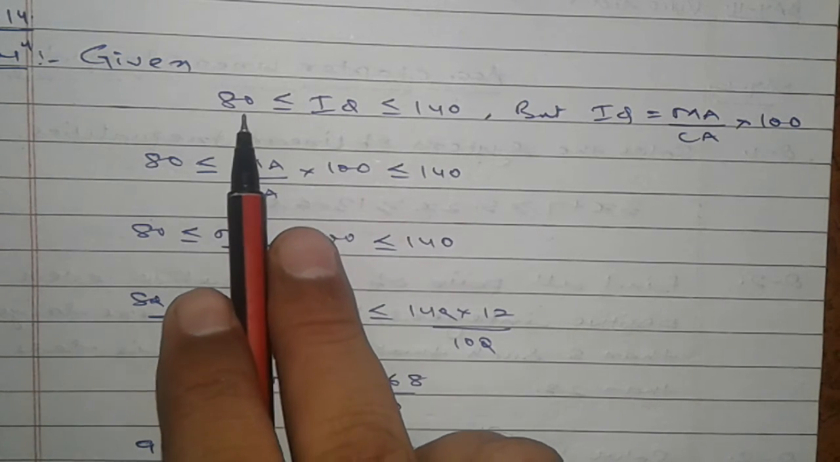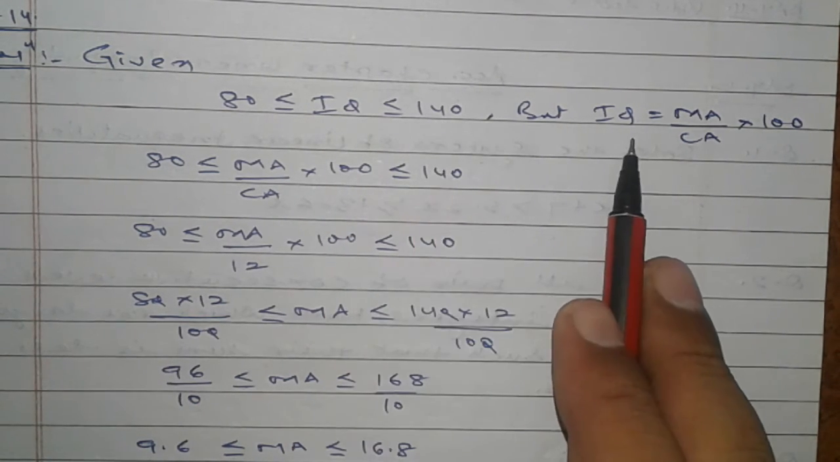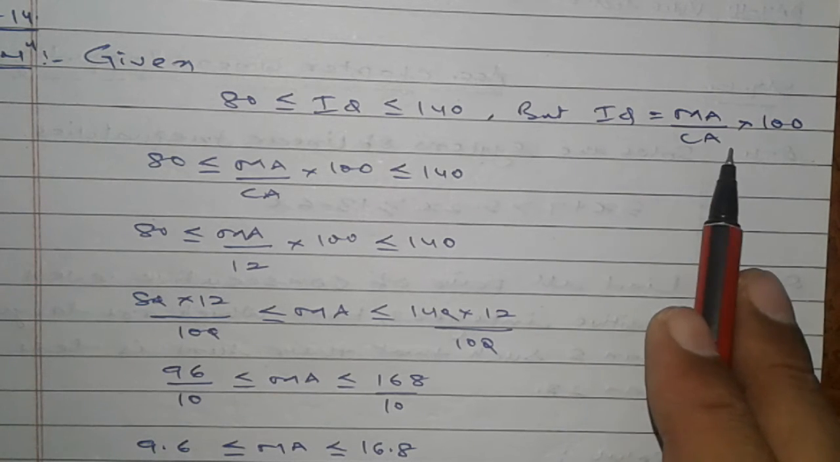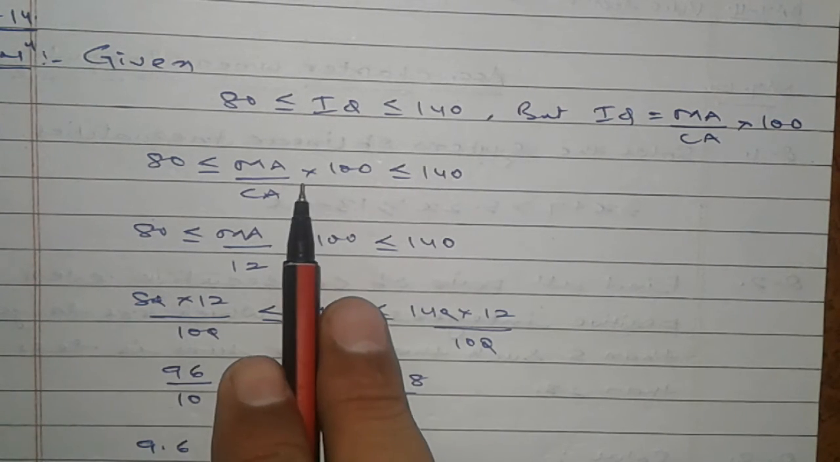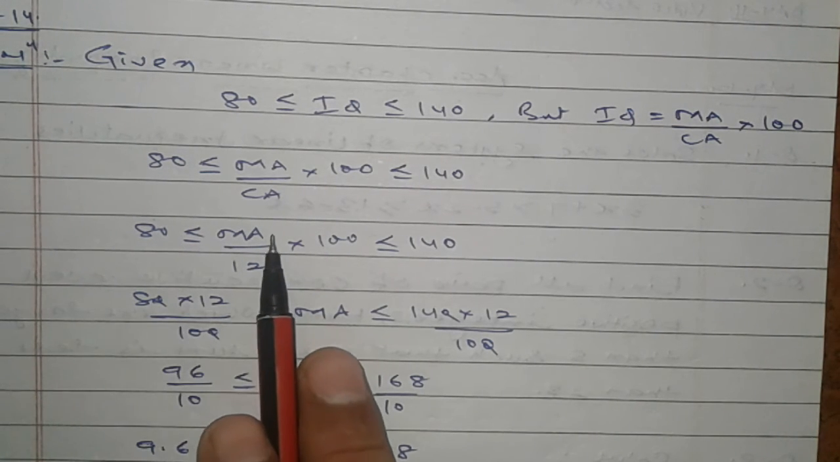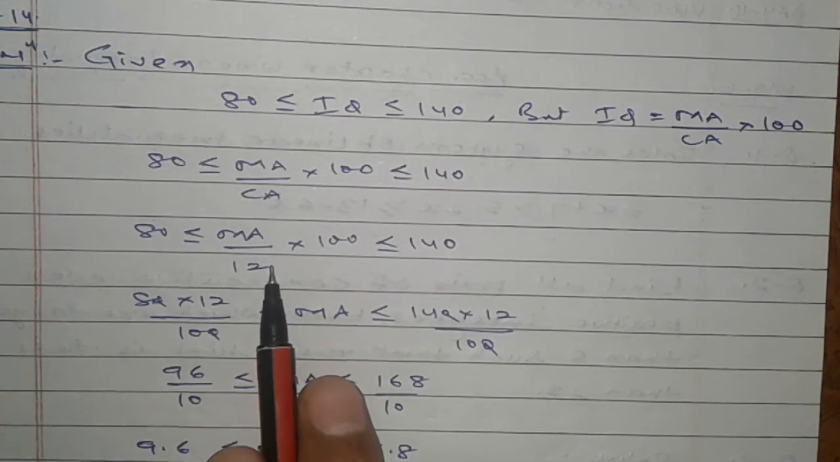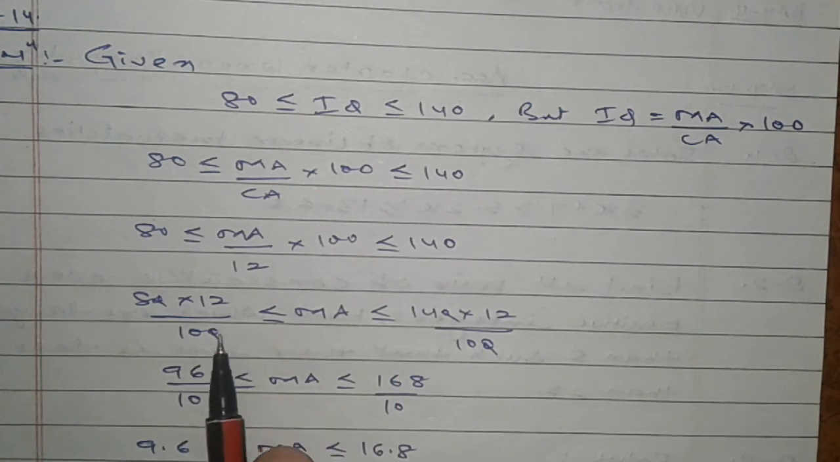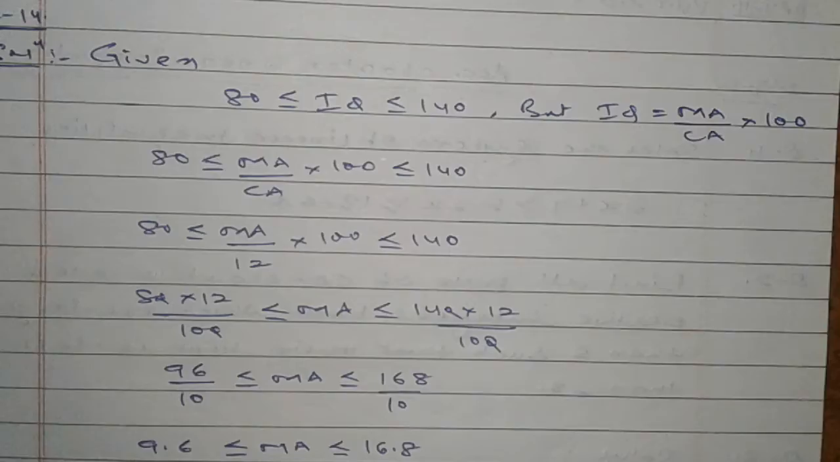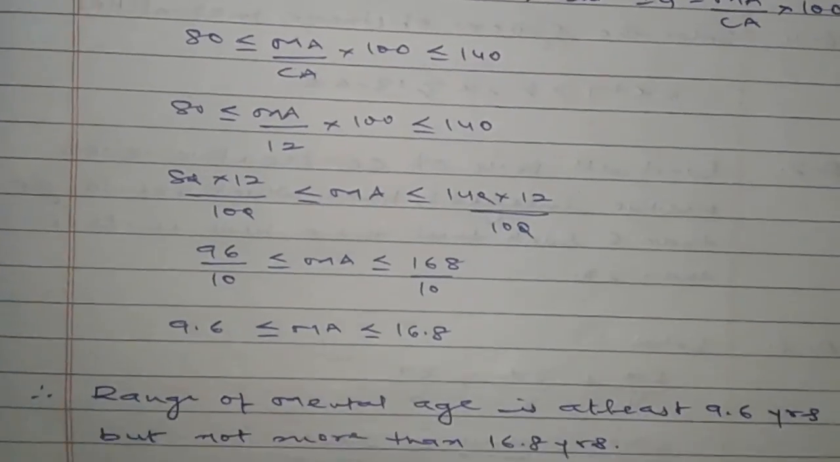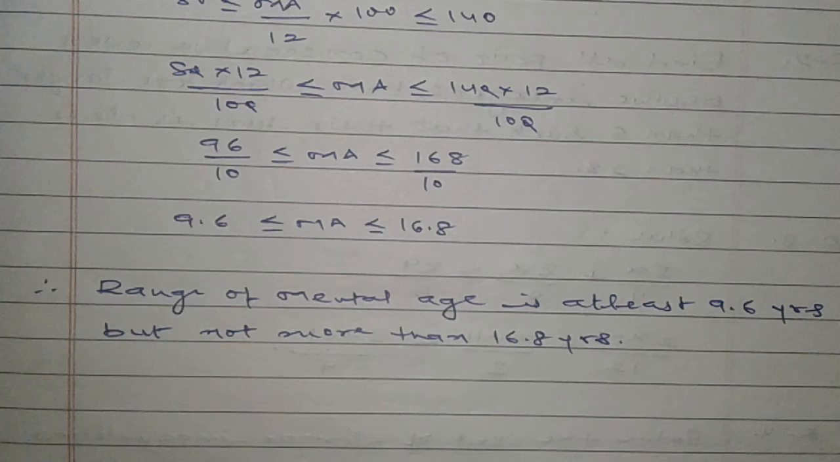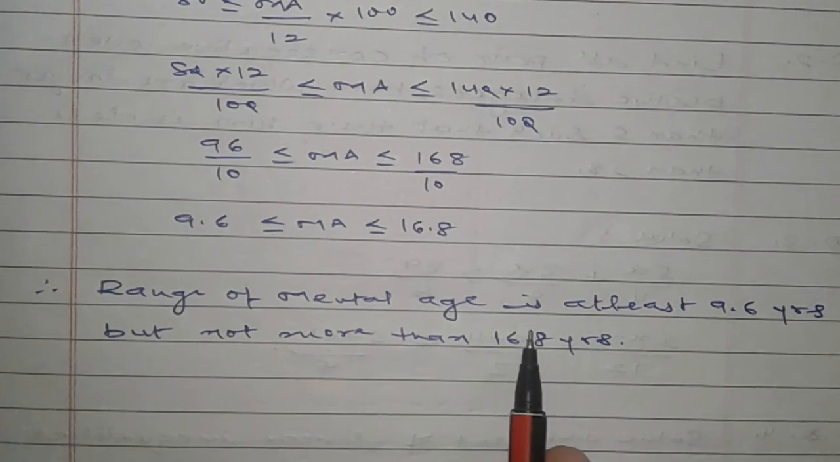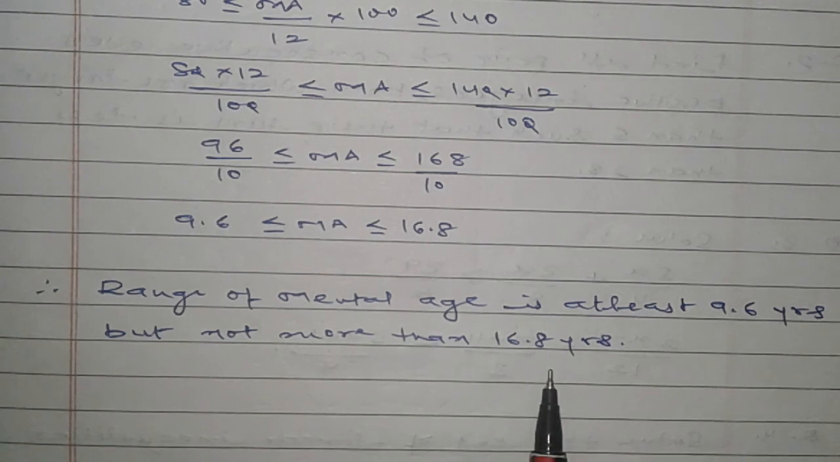Intelligent quotient is given in the range 80 to 140. Formula of IQ is mental age over chronological age into 100. Substitute this: 80 less than equal to mental age by 12 into 100, less than equal to 140, since chronological age is given as 12 years. So on calculation of this, it is 9.6 less than equal to mental age less than equal to 16.8. So range of mental age is at least 9.6 years but not more than 16.8 years.